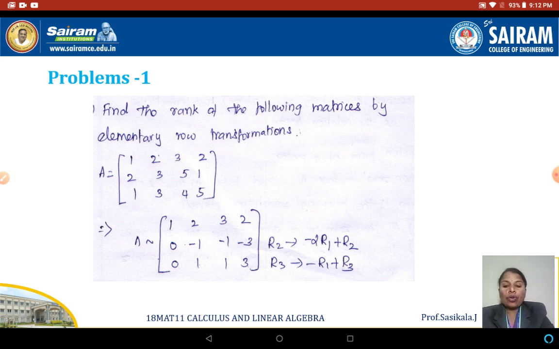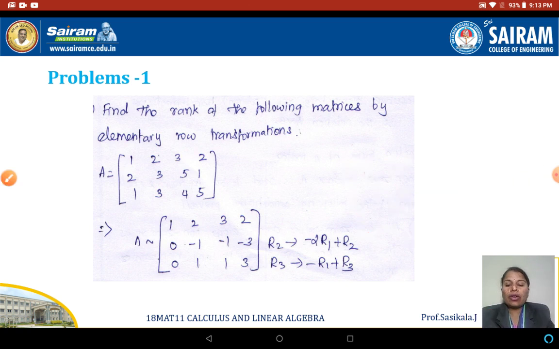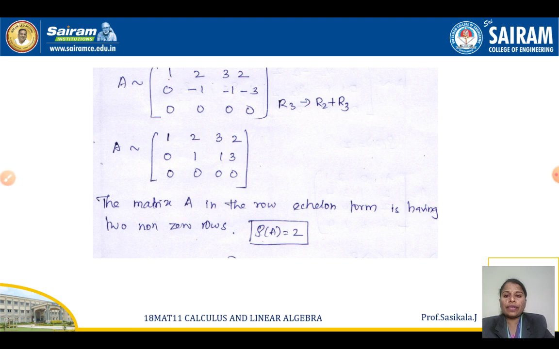First two rows will not change anything. Only the third row will change. How is it? It is 1, 2, 3, 2 will be there. 0, minus 1, minus 1, minus 3 will remain the same. And then the next row, what is that? 0 plus 0 will be 0. Minus 1 plus 1 will be 0. Minus 1 plus 1 will be 0. Minus 3 plus 3 will be 0. Completely every element in the third row went to 0.